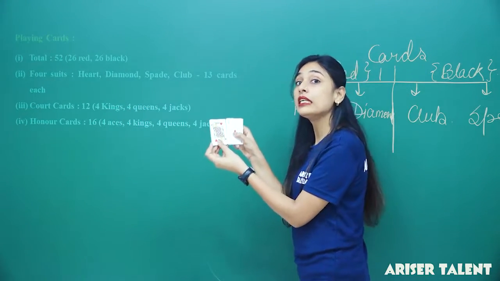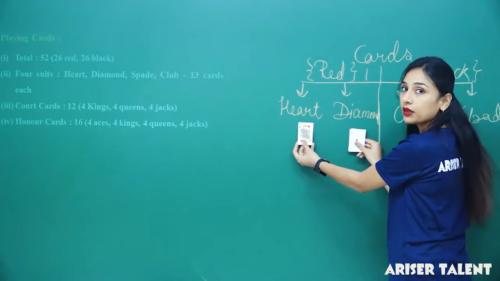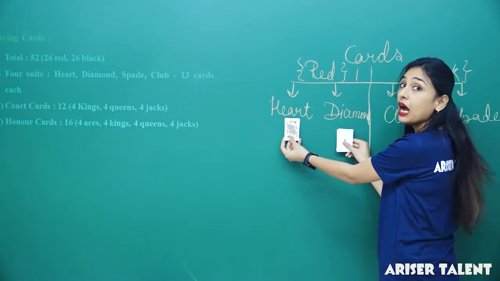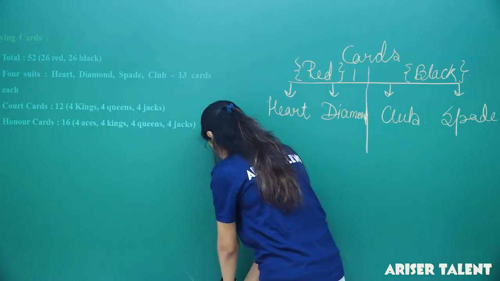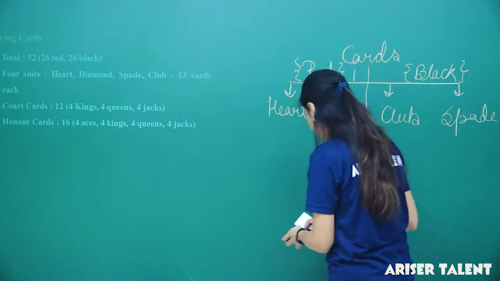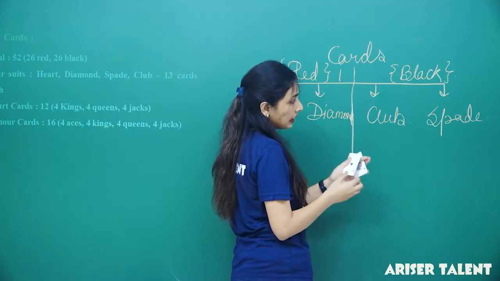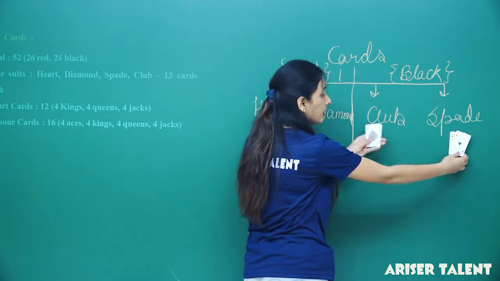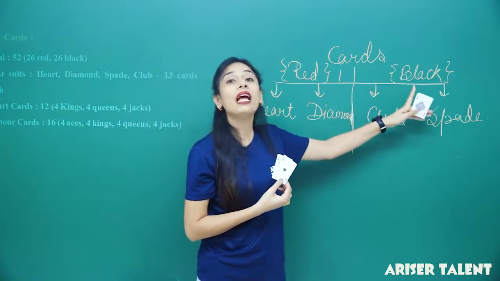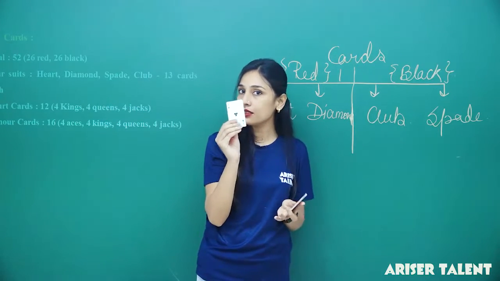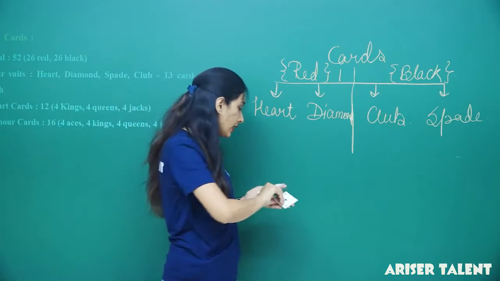So these are 2 red cards. If I go with this table, this heart shape and this diamond shape are the red ones. Now if I go with the black ones, I'll have spade, this one, and club, this one. So these 2 categories are black cards. So 13 this and 13 this will make 26 there and 26 there. How are they 26 and 26?